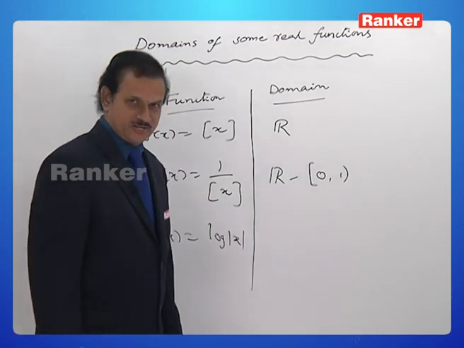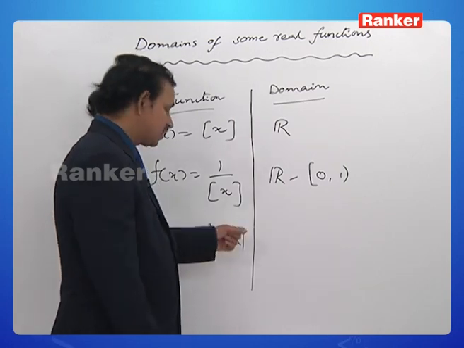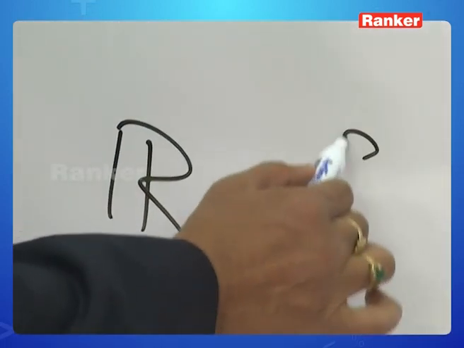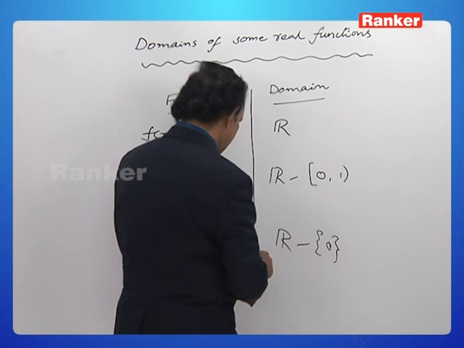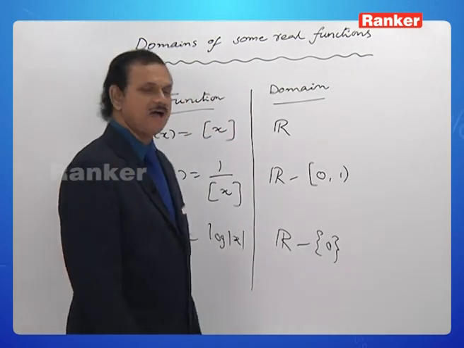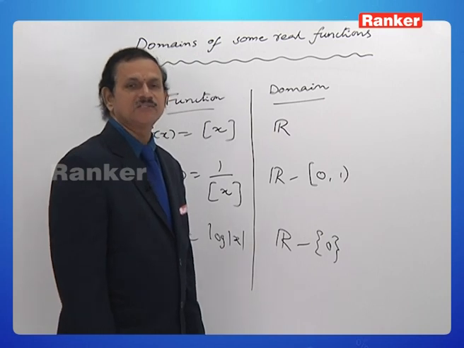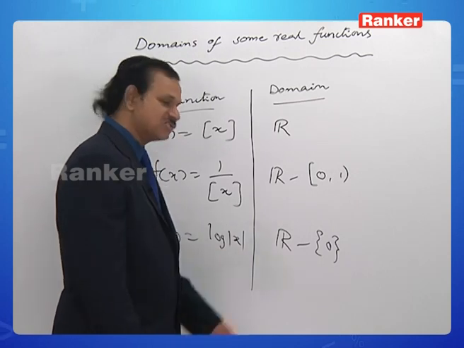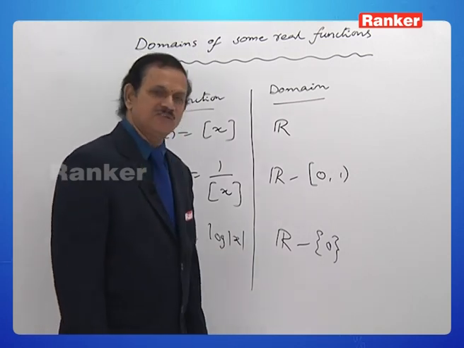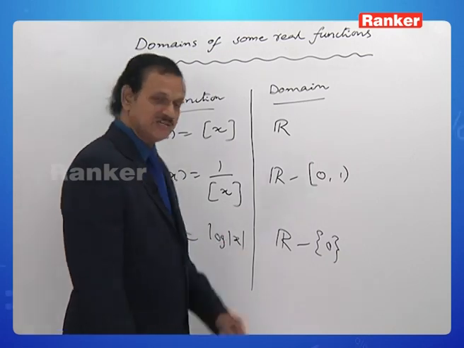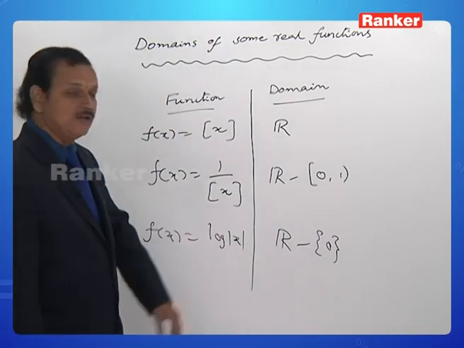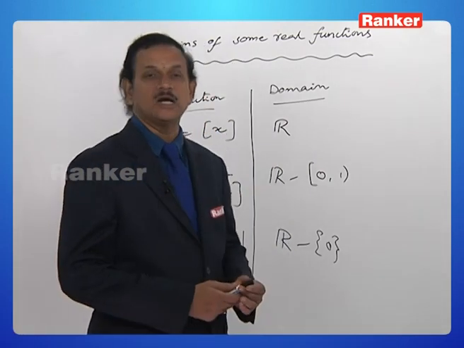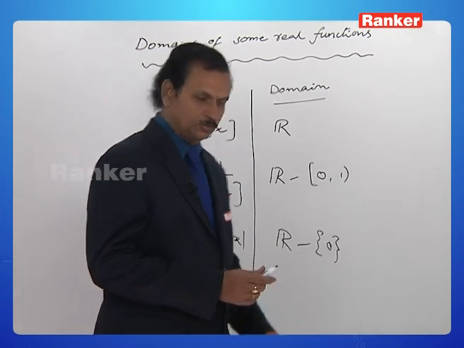Therefore, we are supposed to take again enough care that mod x is not 0. So, what should happen? This is R minus 0. For any other real number except 0, mod x is always positive, no doubt about it. Except at 0, mod x is 0. Anywhere else in the set of real numbers, mod x is always positive, and we are able to define log mod x. Therefore, it is the domain. What is the domain? R, that is set of real numbers, minus 0.